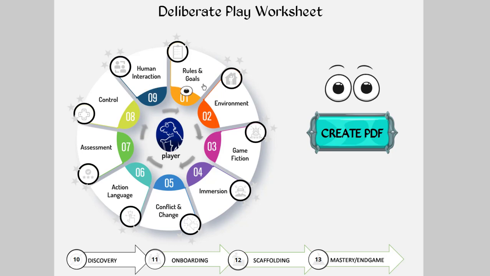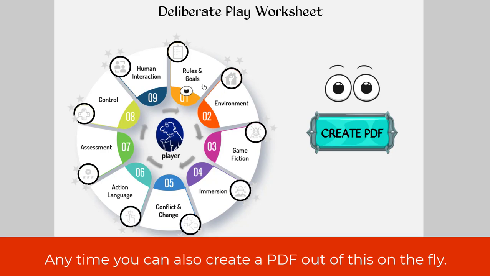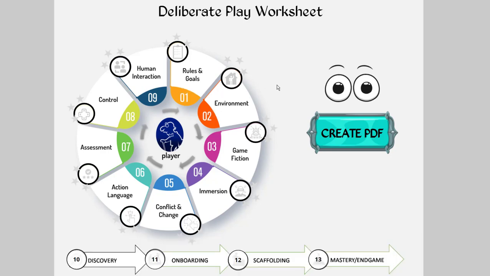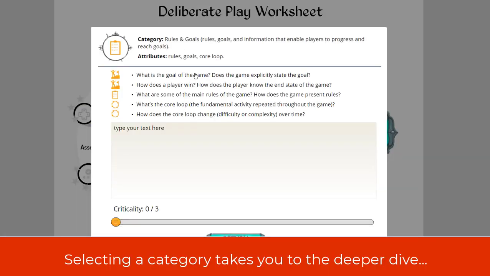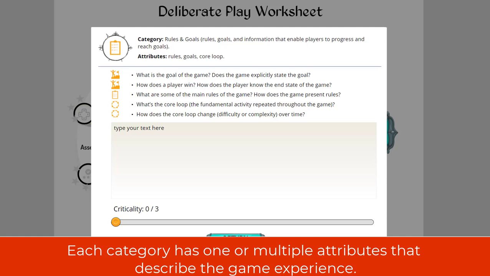Each of these categories will then have attributes, smaller details as we get into a deeper dive. Now, anytime during this process, you can hop over to Create PDF and create a PDF version of this that you can share with others. If you jump into rules and goals, you'll see this is the detailed version of the category, listing all the attributes: rules, goals, in this case the core loop.